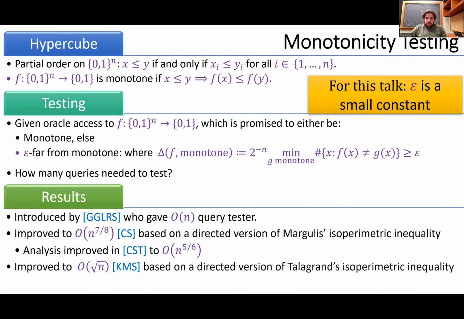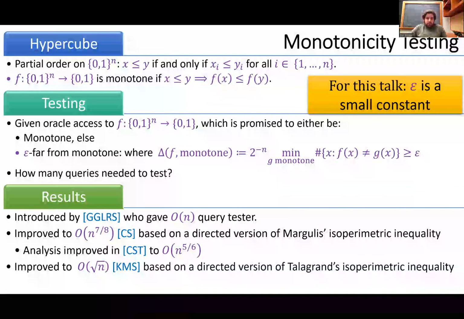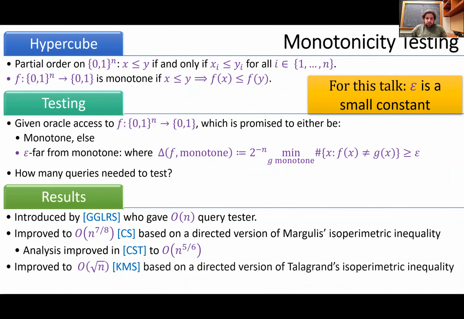And a few years after that, together with Khot and Safra, we managed to improve upon this result and got a root n tester. So this tester was again a path tester, very similar to the one by Chakrabarty and Seshadri. And the real difference between this work and previous works is that we use a different isoperimetric inequality. In particular, in that work, we proved a directed version of an isoperimetric inequality due to Talagrand, which is stronger than the variant by Margulis, and we used it to design a tester and analyze it.